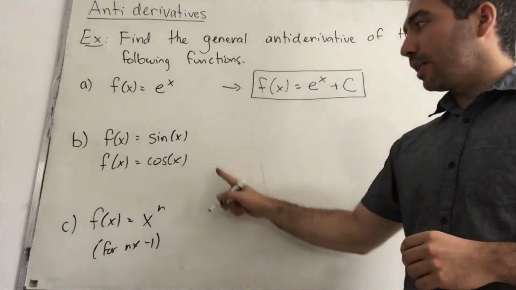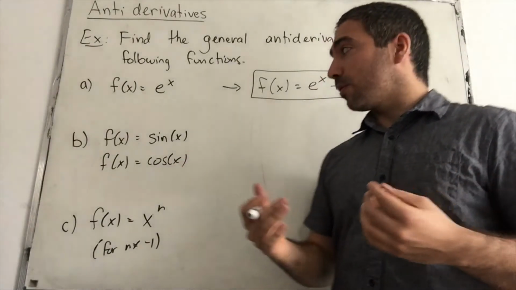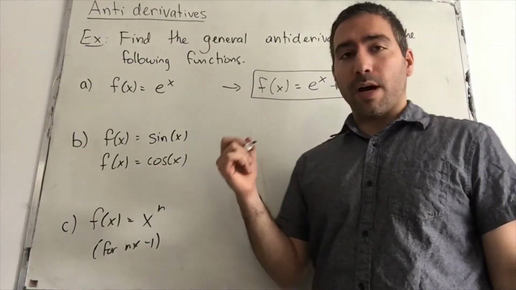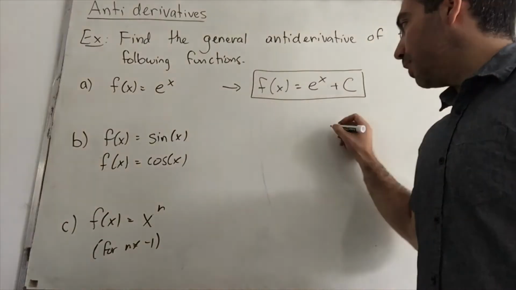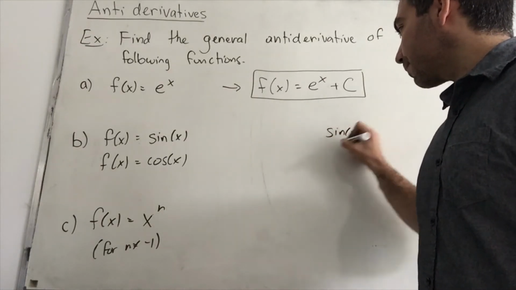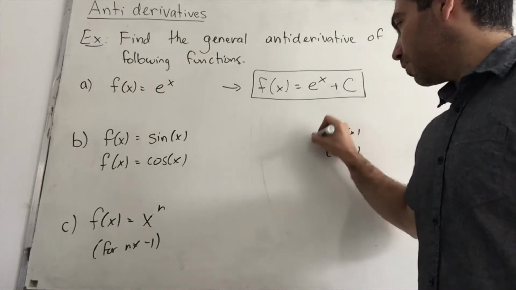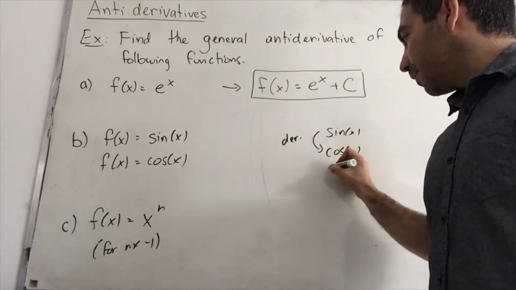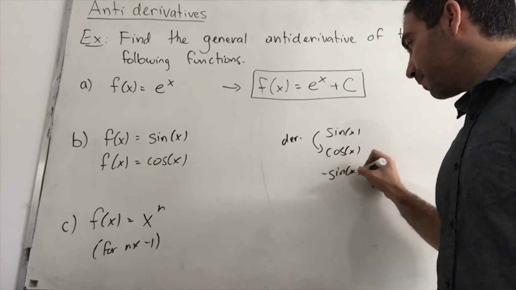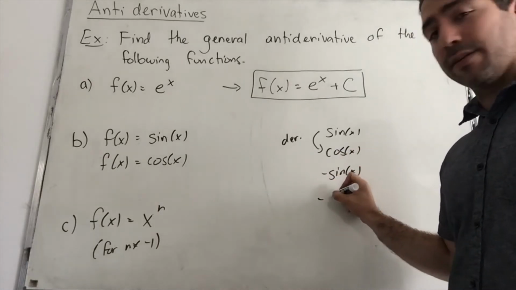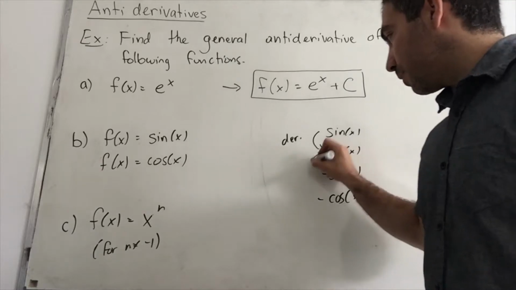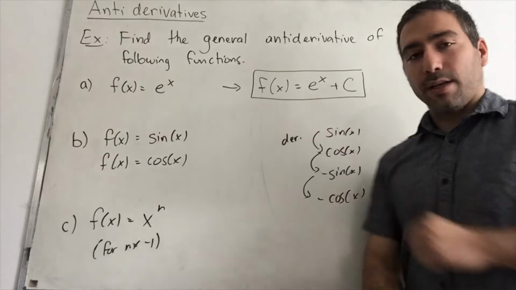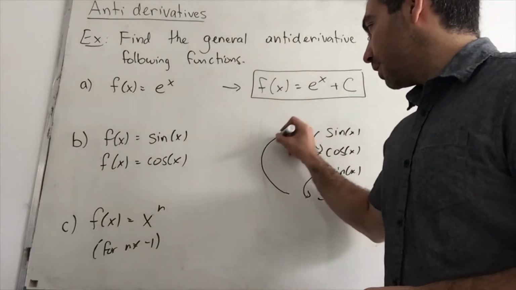Okay, let's do the same thing for sine and cos. Try to find the general antiderivative of sine and cos. Okay, so in a previous video, I gave you a pattern. We know that the derivative of sine is cos. This is the derivative. And then the derivative of cos is negative sine. And then the derivative of negative sine is negative cos. Okay, this was a pattern that we saw. And then if you take the derivative of negative cos, you're back at the top. That's sine. Okay, this is taking the derivative.